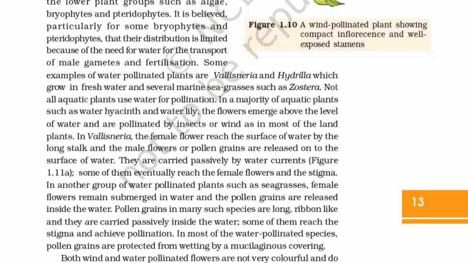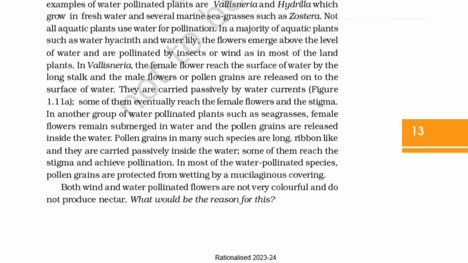In Vallisneria, the female flower reaches the surface of water by the long stalk, and the male flowers or pollen grains are released onto the surface of water. They are carried passively by water currents, as shown in figure 1.11a. Some of them eventually reach the female flowers and the stigma.